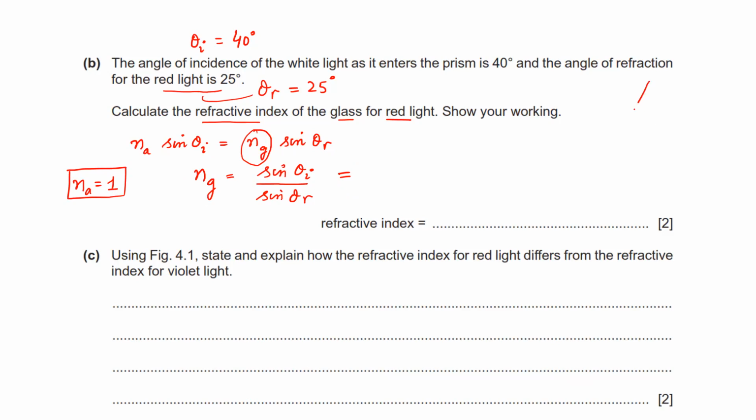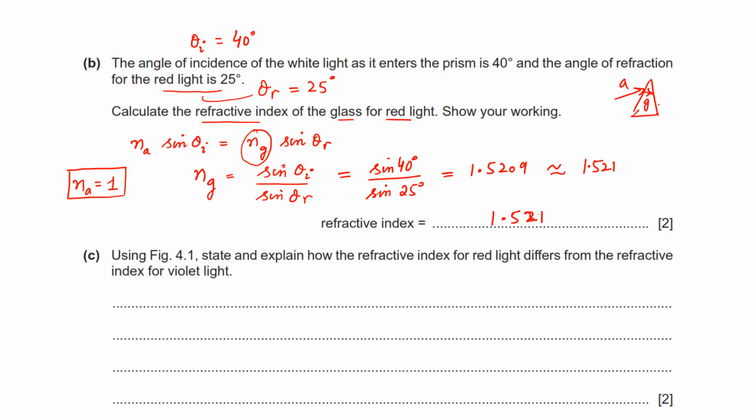So remember, the ray is traveling from air to glass. So sine theta I, so we have sine of 40 degrees divided by sine of 25 degrees. And this comes out to be equal to 1.5209. We can call it approximately 1.521. So the refractive index is 1.521 in this case.